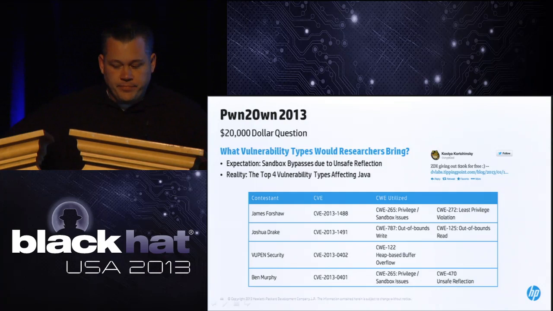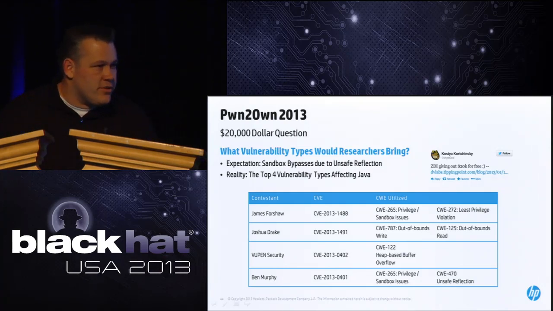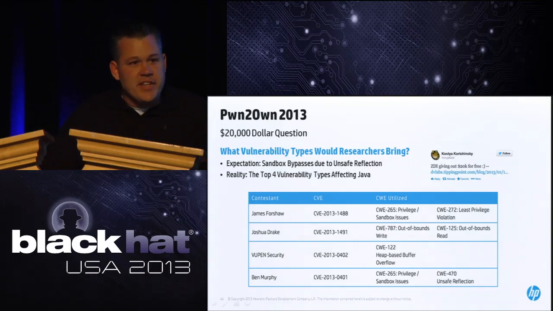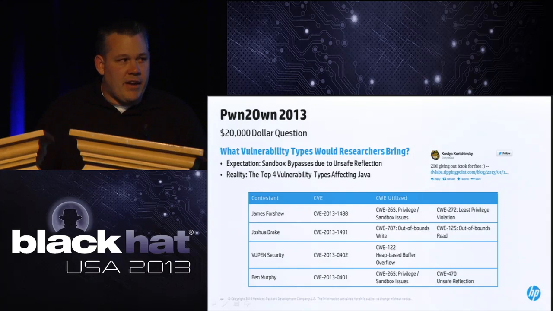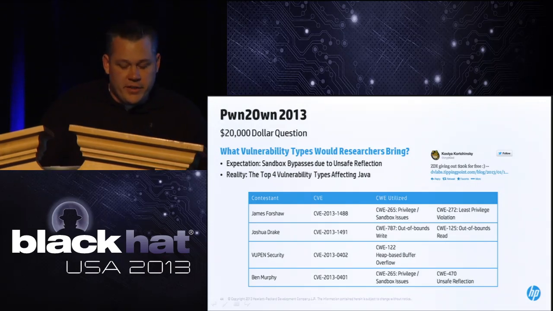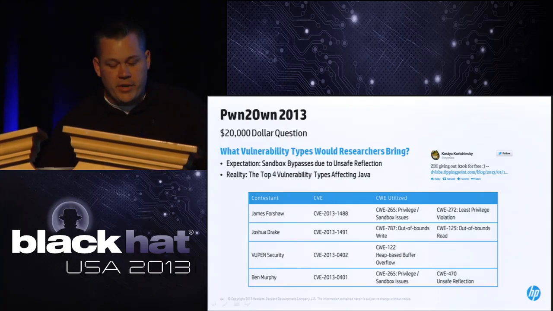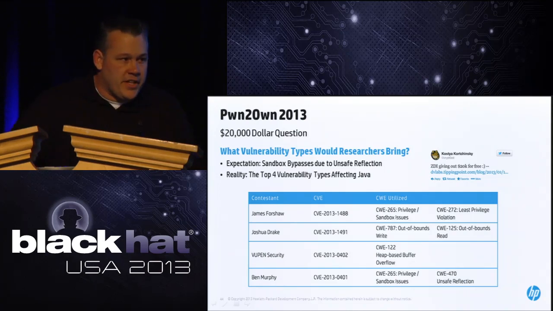But in reality, what we got from the researchers who pre-registered and showed up at that competition was actually the top 4 vulnerability types that affected Java. That was kind of interesting, that we would get every type that was the biggest problem in Java. James Forshaw brought in a least privilege violation vulnerability that he actually wrote up in a blog post that's quite good if you go search for it on the web. Joshua Drake brought in an out-of-bounds write and out-of-bounds read vulnerability. VUPEN Security brought in a heap-based buffer overflow issue, and Ben Murphy brought in an unsafe reflection bug.